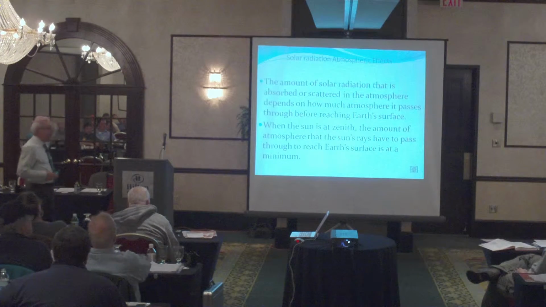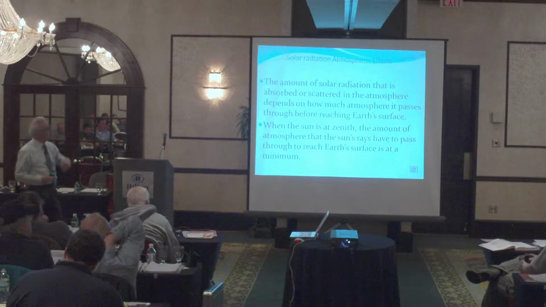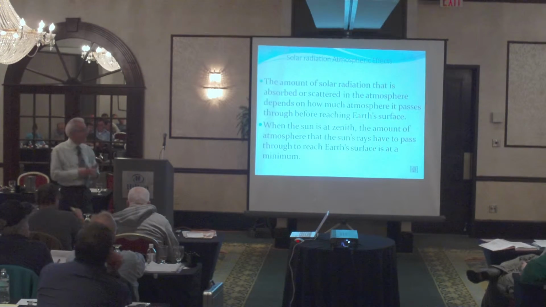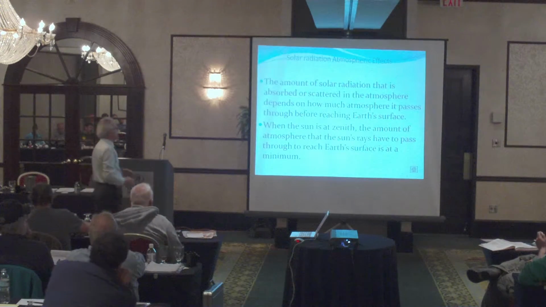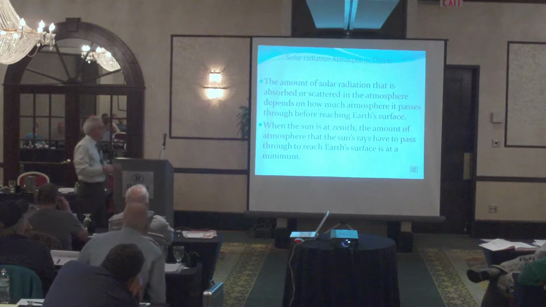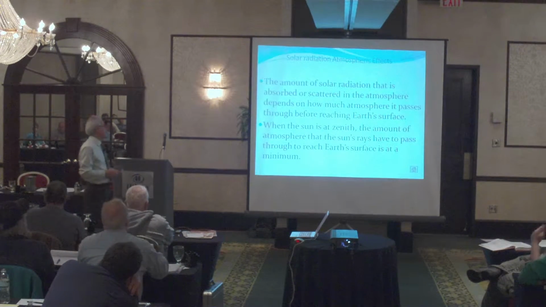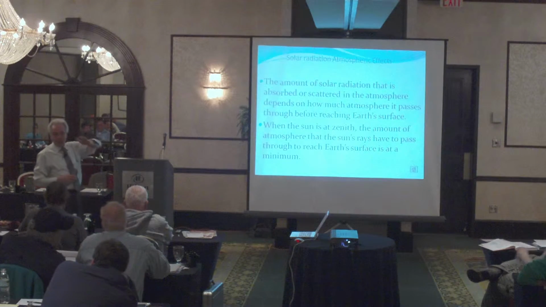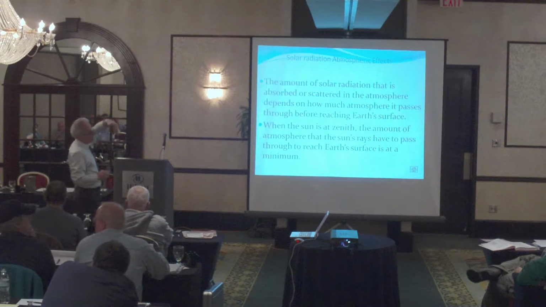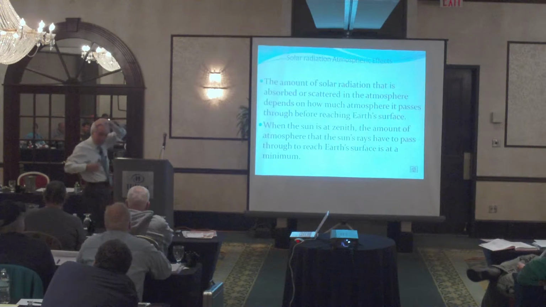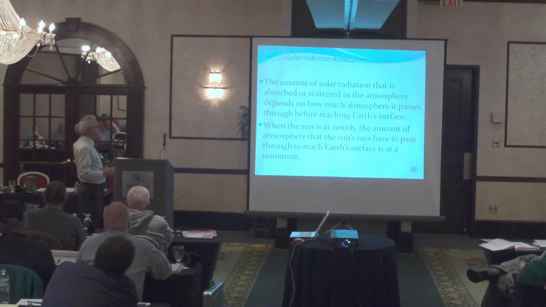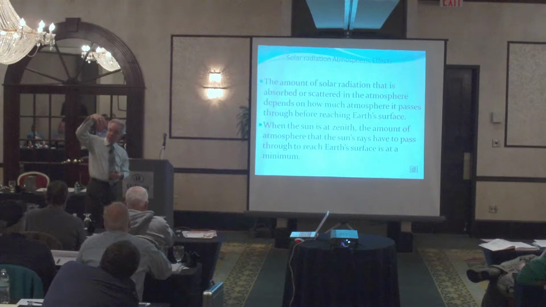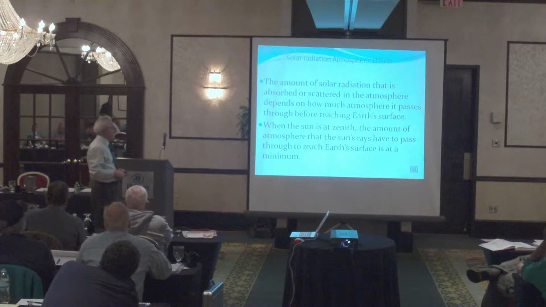The amount of solar radiation that is absorbed or scattered in the atmosphere depends on how the atmosphere is and how much it passes through it before it comes to the Earth's surface. Now, what does that depend on? Well, that depends on how the sun is located above the Earth. So there are some definitions with respect to the location of the sun and the Earth.